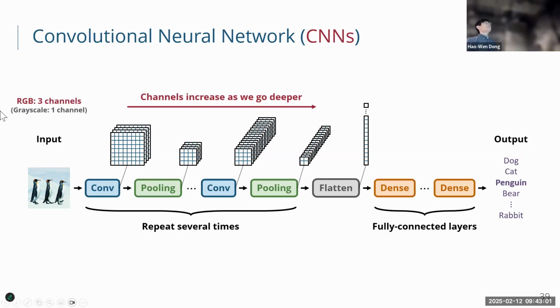In the beginning, we have RGB, which is 3 channels. Or if you have a grayscale image, then you have 1 channel. Over time, the number of channels, so the patterns that we learn, will increase as we go deeper. Think about it this way: originally you just need to learn some filters that detect the edges, detect the colors.